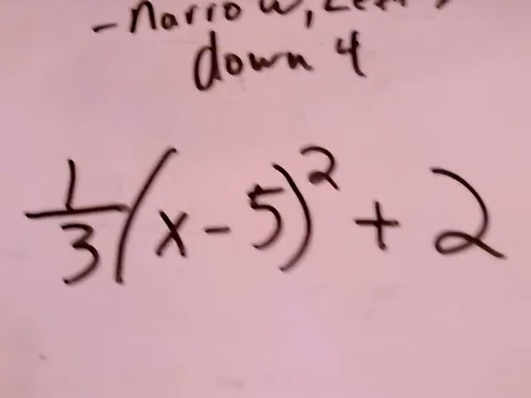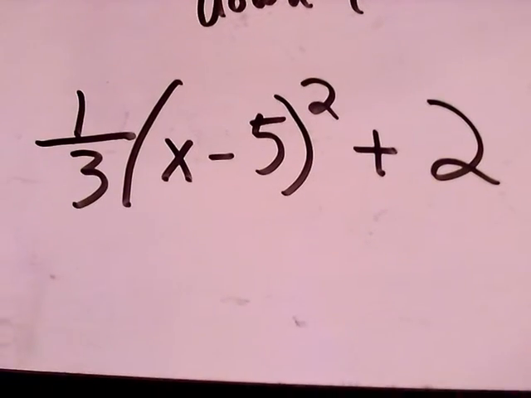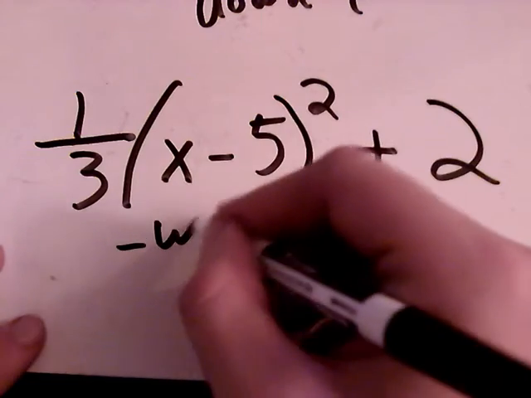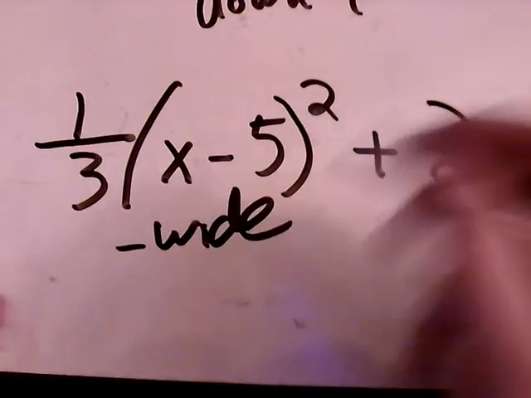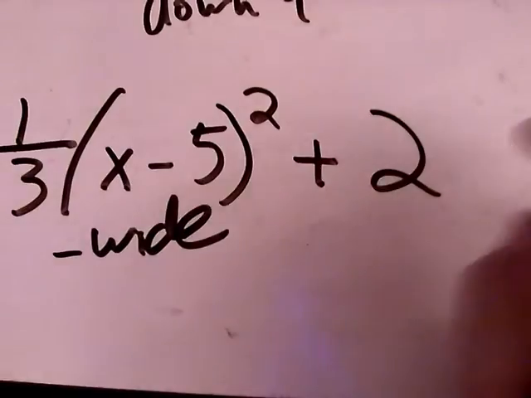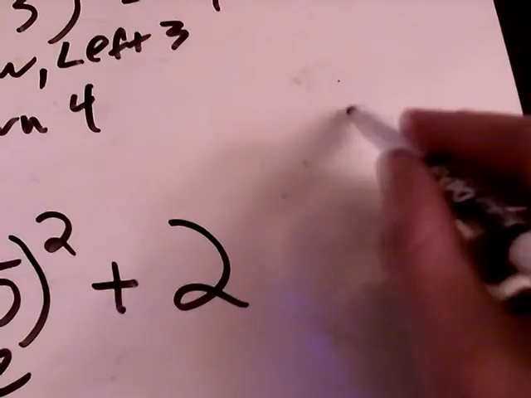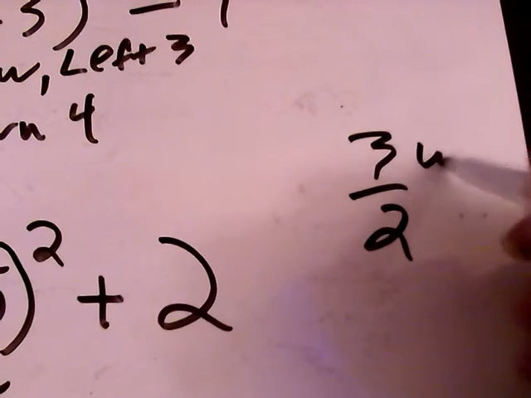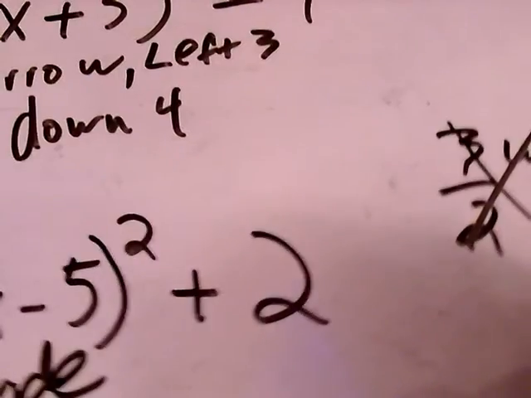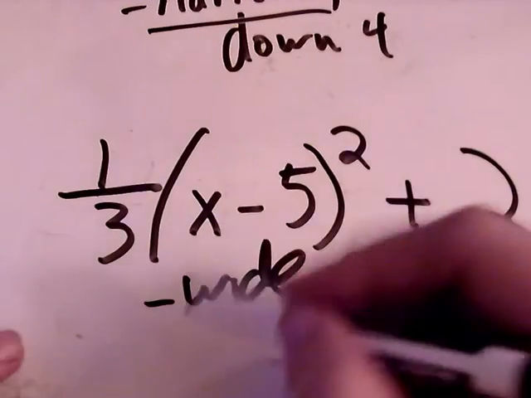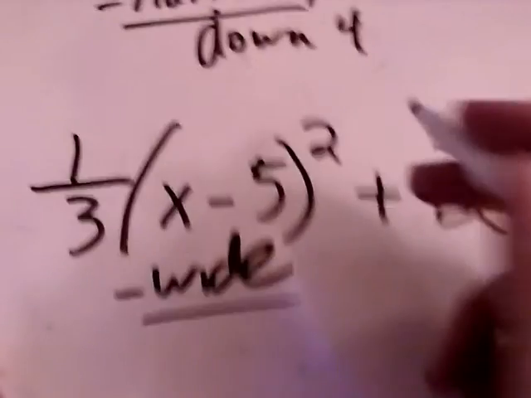Alright, so last example. Once again, there are 3 things. If we want to work left to right or right to left, that's fine. We know it's wide because of the 1/3. Remember another thing, it's only wide when the number is between 0 and 1. Do not see this and automatically assume wide. No, because if the number is greater than 1, then yes, it's narrow. But if it's between 0 and 1, like 1/3, then it's wide.